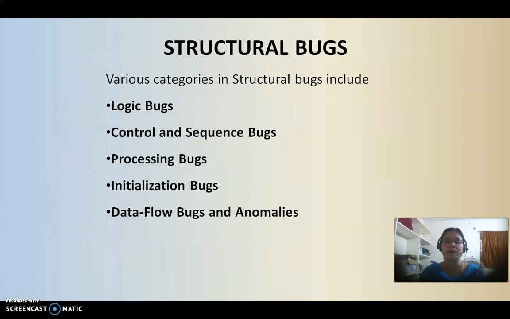Next, we are going to discuss structural bugs. What are the structural bugs? They are found within the internal structure of the system, the code of the system. What are the bugs that we can find, and which bugs are classified as structural bugs? Number one, logic bugs. Number two, control and sequence bugs. Number three, processing bugs. Number four, initialization bugs. Number five, data flow bugs and anomalies. All these we will see now.